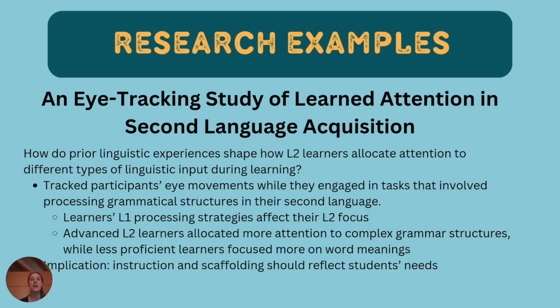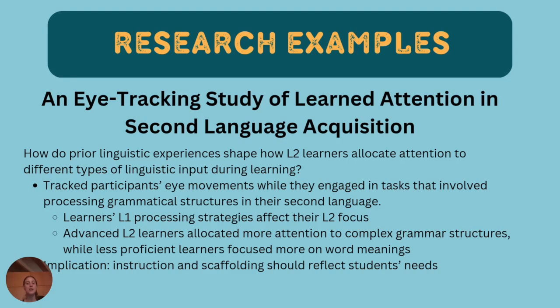The second research example I have is an article called An Eye Tracking Study of Learned Attention and Second Language Acquisition. Researchers wanted to know how prior linguistic experiences shape how L2 learners allocate attention to different types of linguistic input during learning. So they tracked the participants' eye movements while they engaged in tasks that involve processing grammatical structures in their second language. In this case, that would be English, of course. And they found that learners' L1 processing strategies affect their L2 focus, and that advanced learners tended to pay more attention to grammar, while beginners focus more on word meanings.